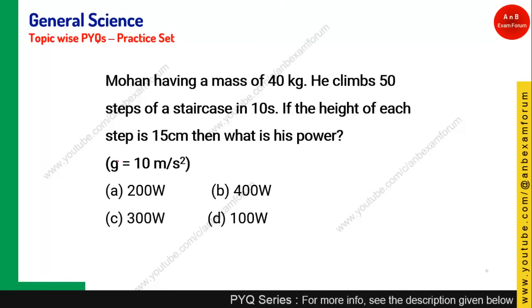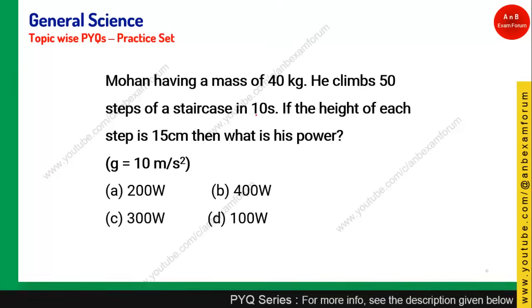Let's see the next question. Again a numerical. Mohan, having a mass of 40 kgs, climbs 50 steps in a staircase in 10 seconds. If the height of each step is 15 centimeter, then what is his power? Again the same formula. Power is work done upon time taken, but in this case the work done will be change in potential energy by time.